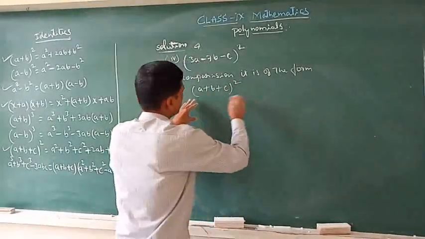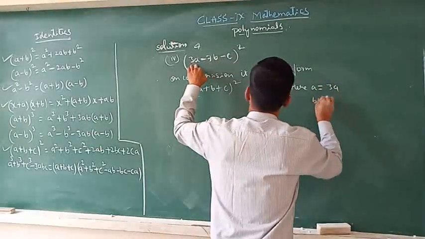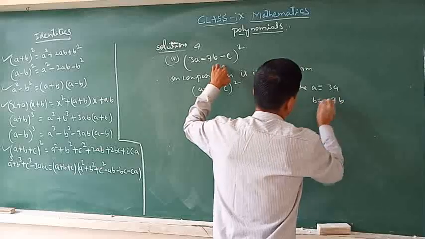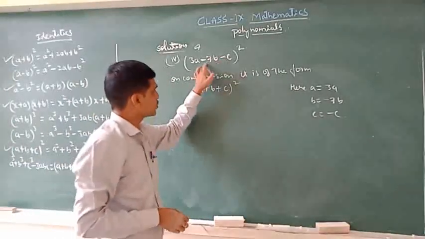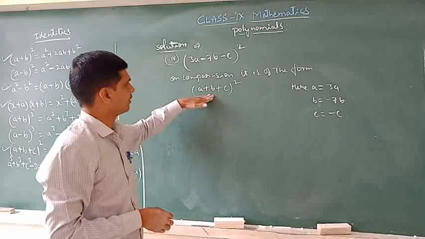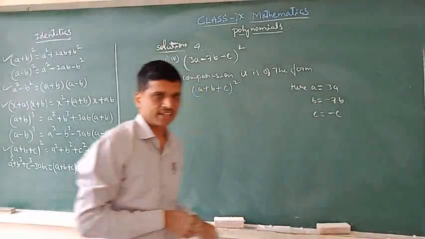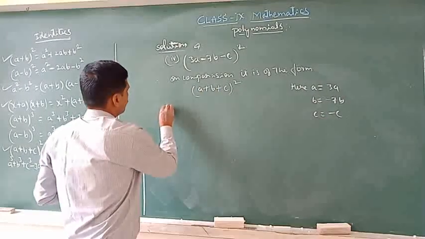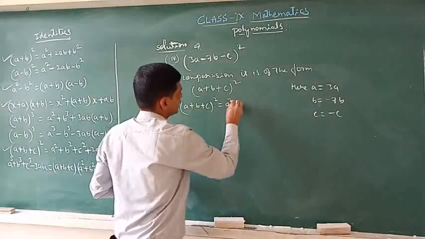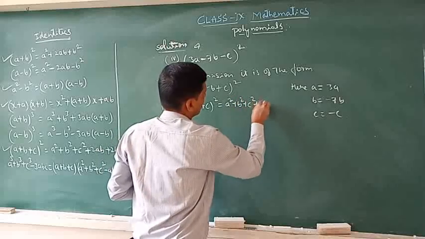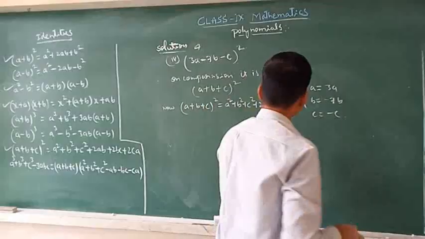So here, A is equal to 3A, B is equal to minus 7B, and C is equal to minus C, because we have to consider their signs also. In the identity it is plus, but in the given problem it is minus, so instead of A, B, C, their values are written along with their signs. Now expand the identity: (A + B + C) whole square is equal to A square + B square + C square + 2AB + 2BC + 2CA.